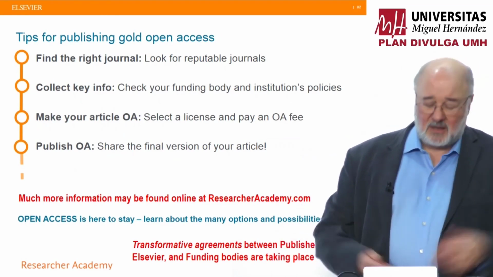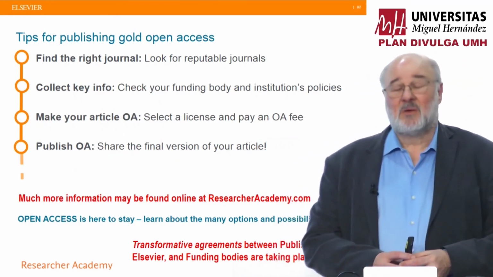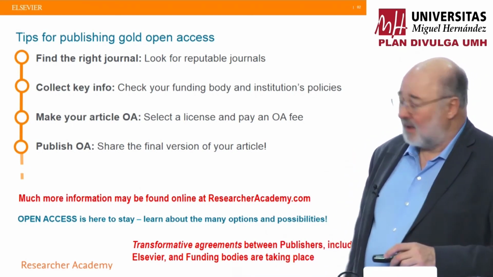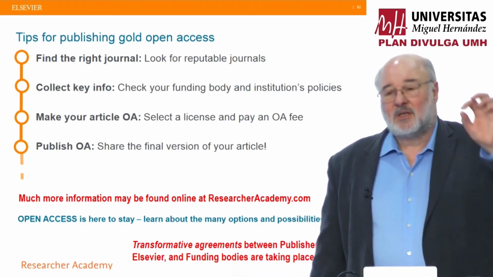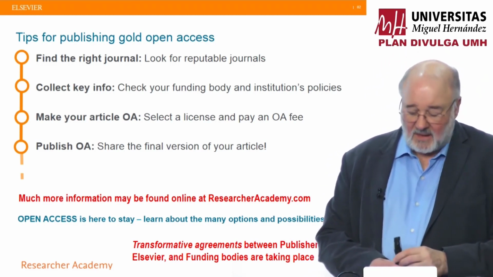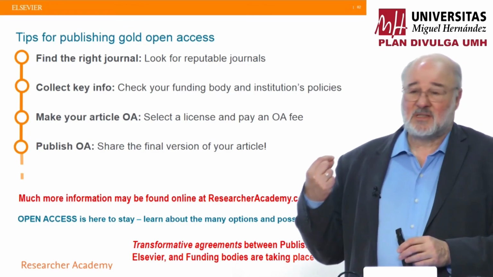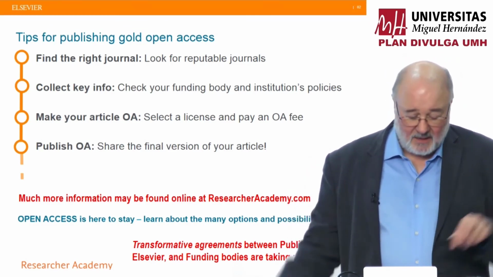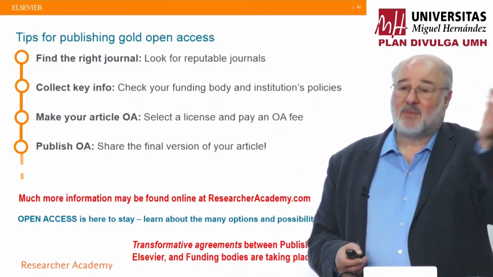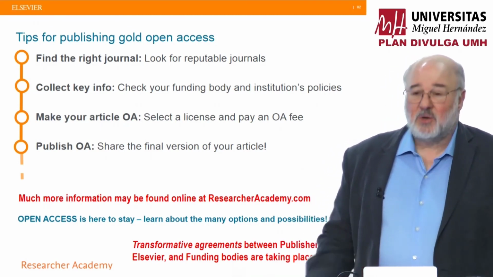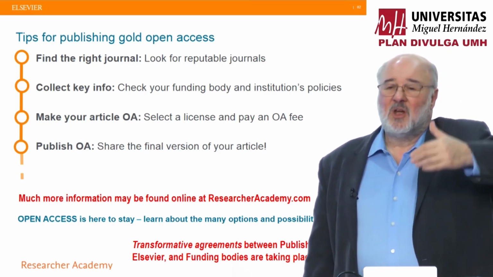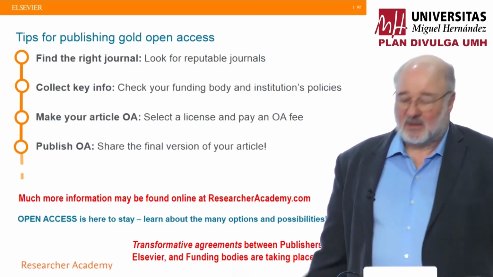If you're publishing gold open access, of course, the same as with any other journal, find the right journal. Make sure it's in the Directory of Open Access Journals, DOAJ. See what the funding body and your institute want. This is a changing field all the time. Make sure you use the right license, there are different licenses, and then get it out there and use the information appropriately. As an author of an open access journal, you retain the copyright, you can send it anywhere in the world.